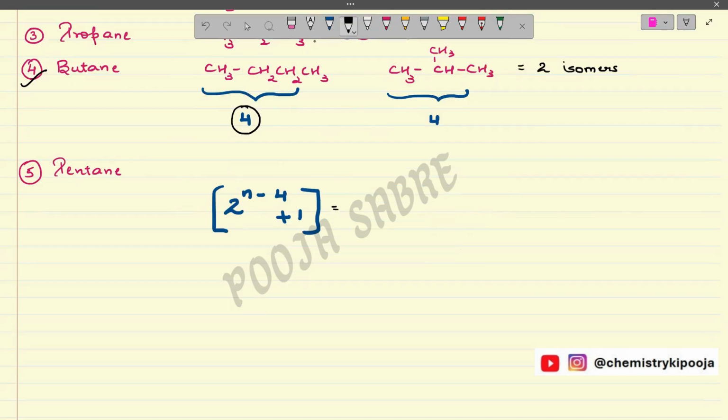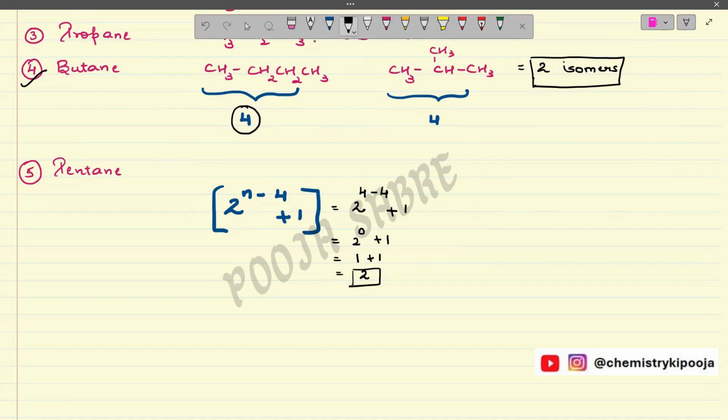So, what is the formula? 2 raised to n minus 4, plus 1, where n is the number of carbon atoms. And how many carbon atoms do we have? It is 4. So 4 minus 4 is 0, and anything raised to 0 is 1. So 1 plus 1 gives me 2. So how many isomers are possible for butane? Just now we have written the structures: 2 isomers. So you can see from this formula also, we are getting the same answer, but very fast. Without drawing the structures also, we are able to find out the isomers.